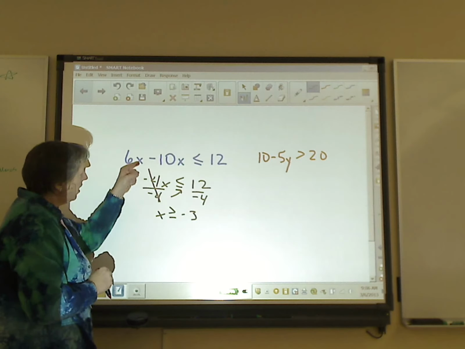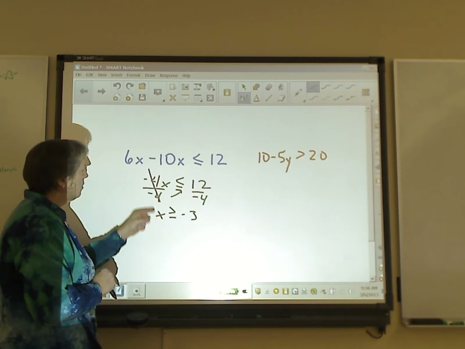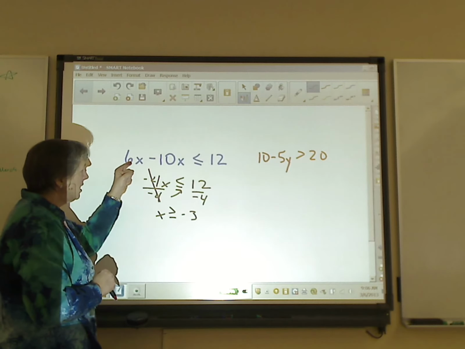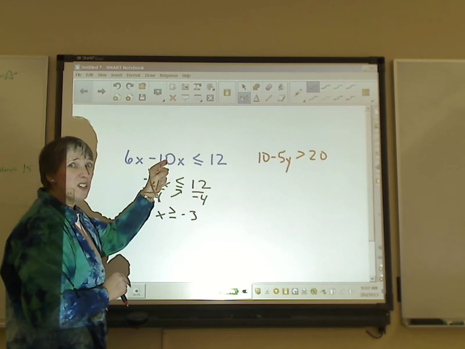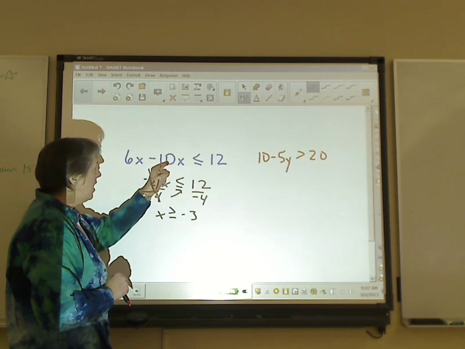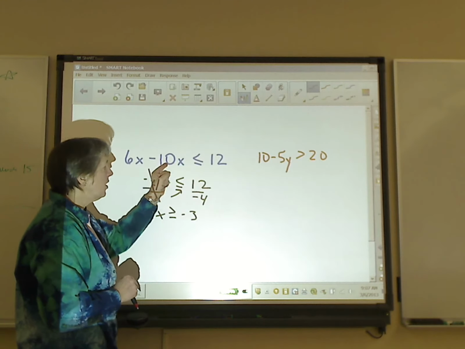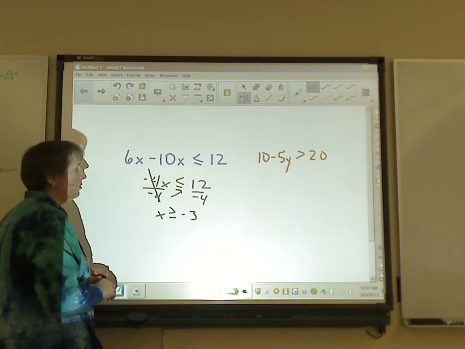I checked it. I don't have to go back up here, but I could to make sure. It's supposed to be equal. So 6 times negative 3 is negative 18. And negative 3 times negative 10 is a positive 30. So negative 18 plus 30 is 12, which is equal to 12.